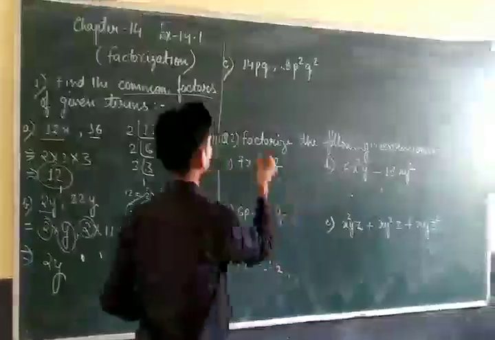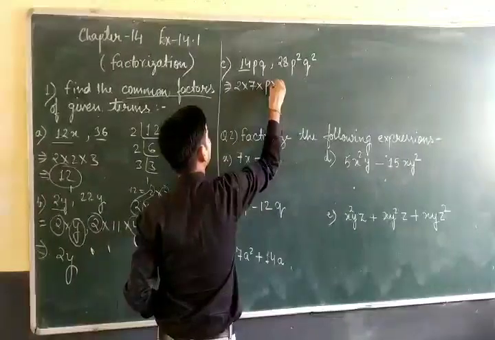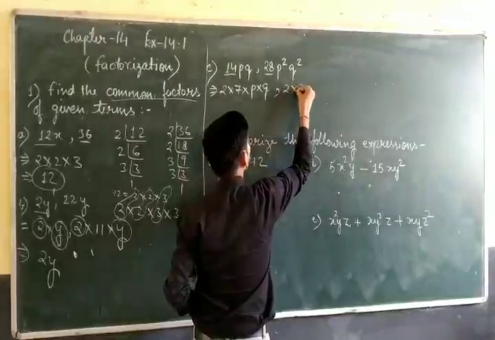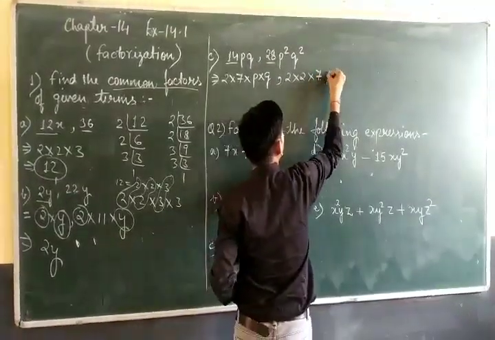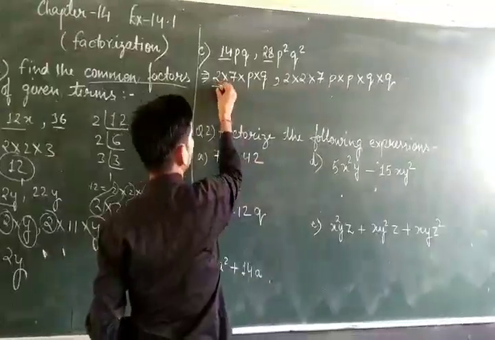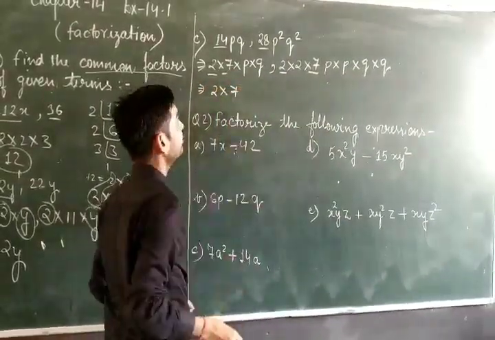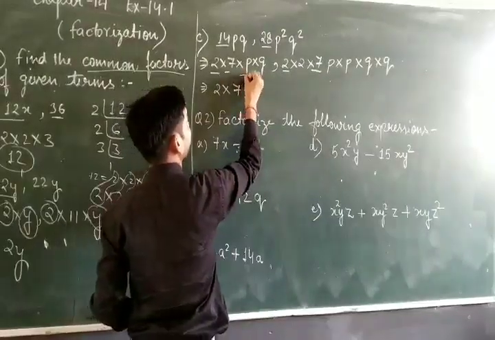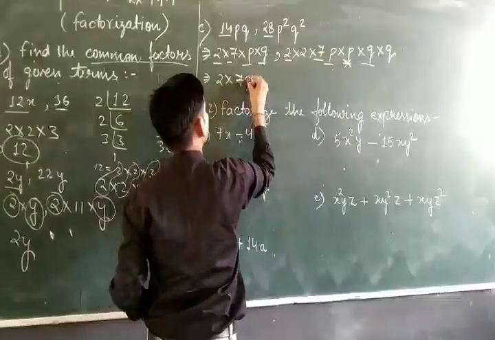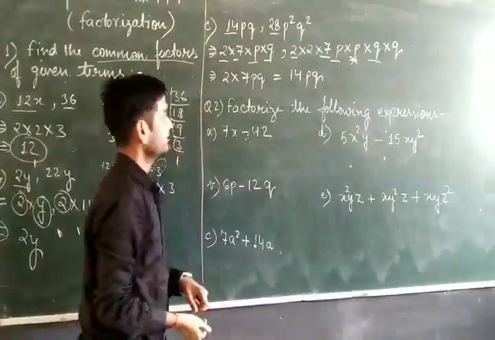Let's see the C part. In this you can see we can write 14 as 2 into 7 and P and Q. Then 28 as 2 into 2 into 7. Then P square means P into P and Q square means Q into Q. Now pick the common term. 2 is here, 2 is here, 7 is here, 7 is here. That means 2 multiply 7 will be the common. Then pick the P and Q. P is here, Q is here. P is here, Q is here. This is not. That means PQ. So the common factor of this value is 14PQ.